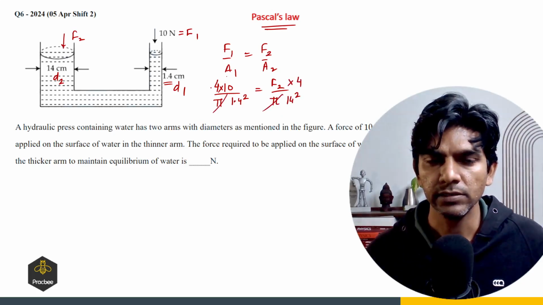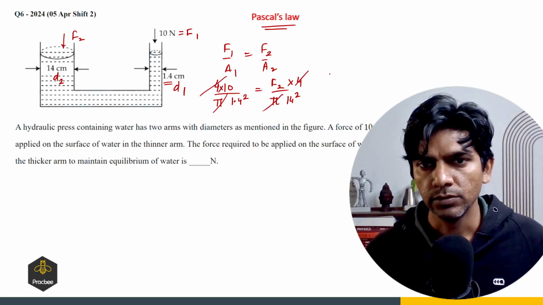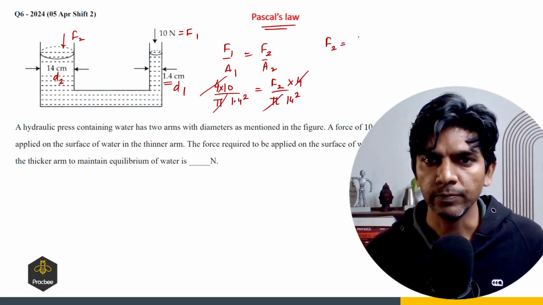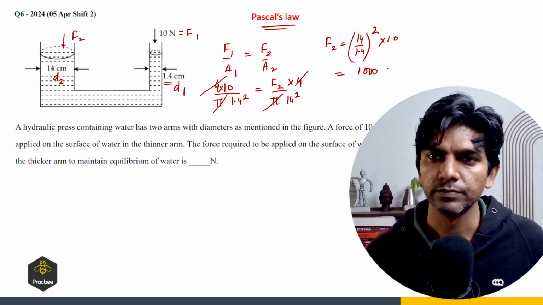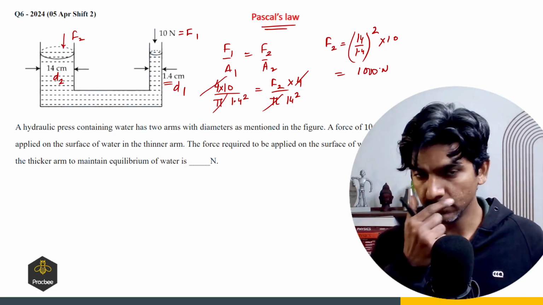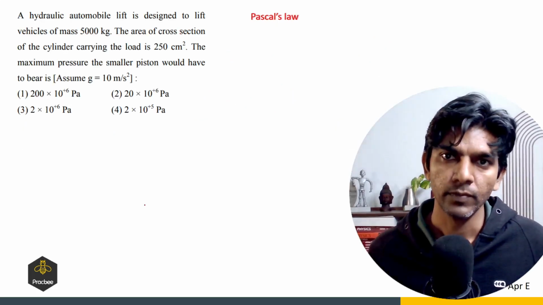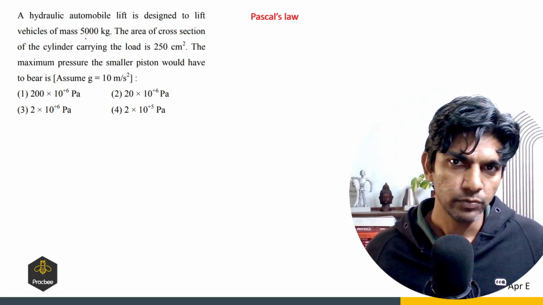So pi will get cancelled out, 4 will get cancelled out. So we can say F2 will be 14 upon 1.4 square times 10, which will be 1000. So it comes out to 1000 Newton. Right, so next question based on Pascal's law.